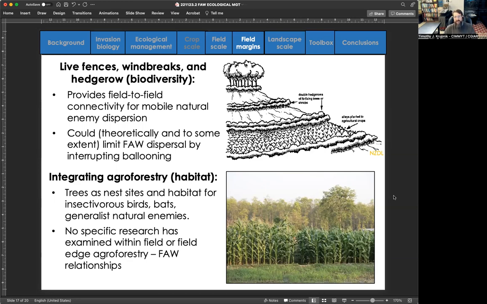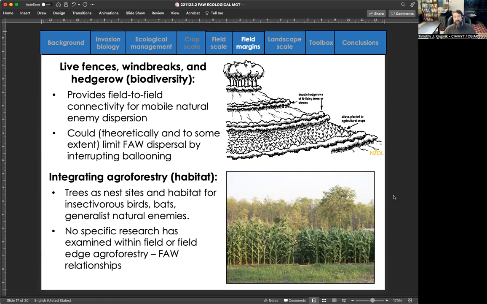Work has also been done to integrate agroforestry and trees as habitat, for example, creating nest sites for insectivorous birds, bats, and generalist natural enemies that may have benefits with respect to fall armyworm control, but may also have trade-offs where they may introduce particular types of pests and predators as well. So again, one must approach the management of biodiversity very carefully.